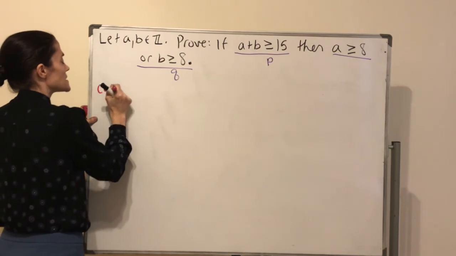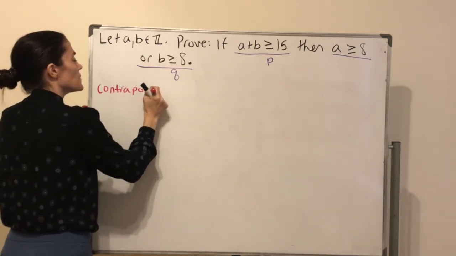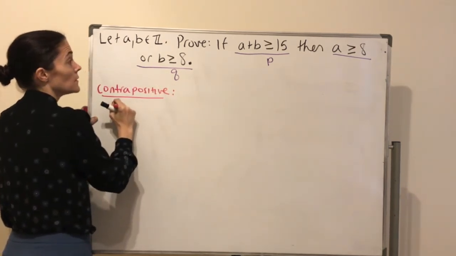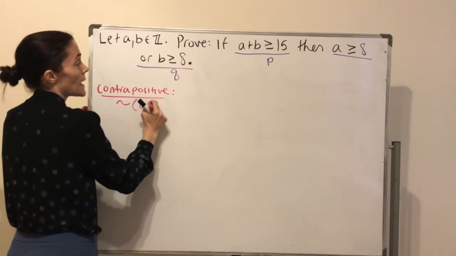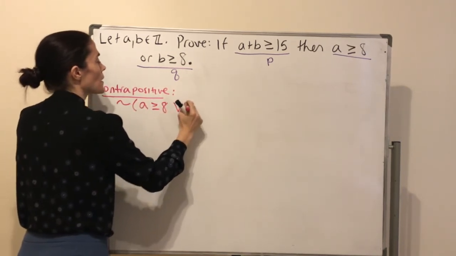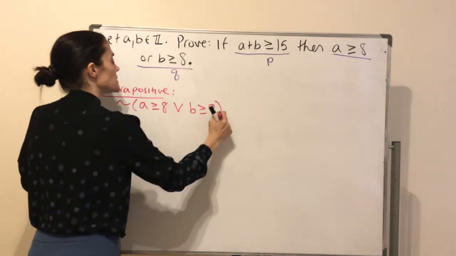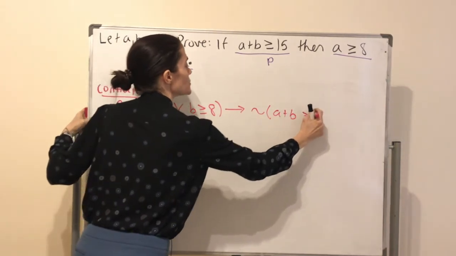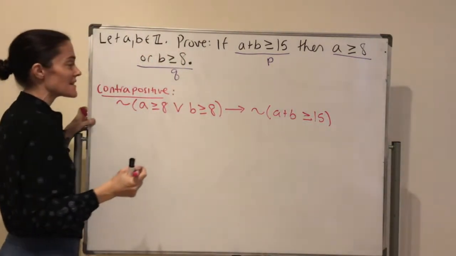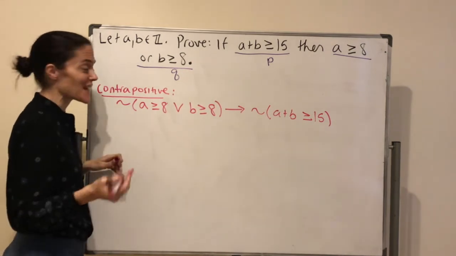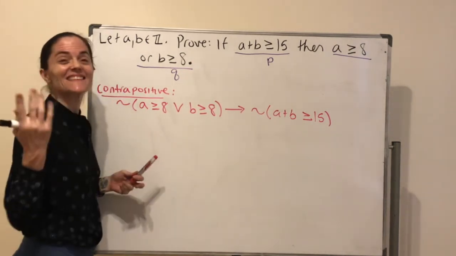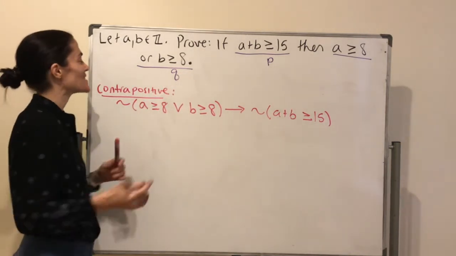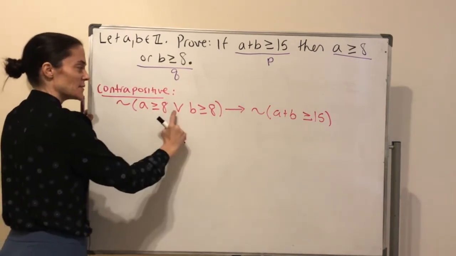So the contrapositive here of this P implies Q would be: not (A is bigger than or equal to 8, or B is bigger than or equal to 8) implies not (A plus B is bigger than or equal to 15). Right? This is the contrapositive. It's not Q implies not P. Well, now, you wonder why we spent all this time on logic and negations. And, well, here it is. It's all coming back. Because we negate an or.